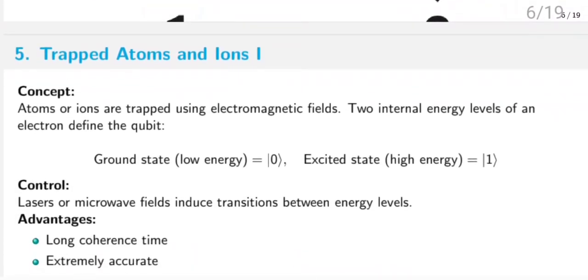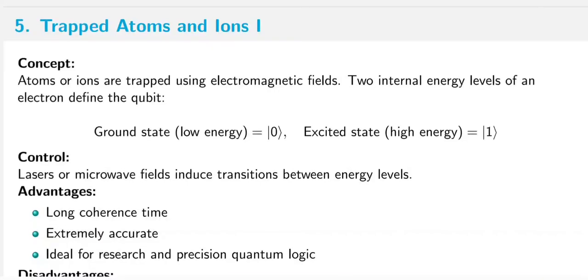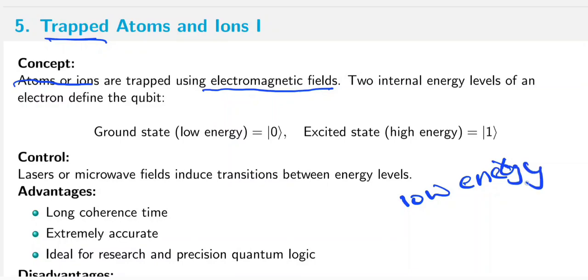Next I'm moving on to one more important topic, trapped atoms and ions. The name itself has a trap. Here scientists trap single atoms or charged ions using electric and magnetic fields. Each atom has energy levels. Initially they will be at low energy. By applying these electromagnetic fields, they will move to high energy.